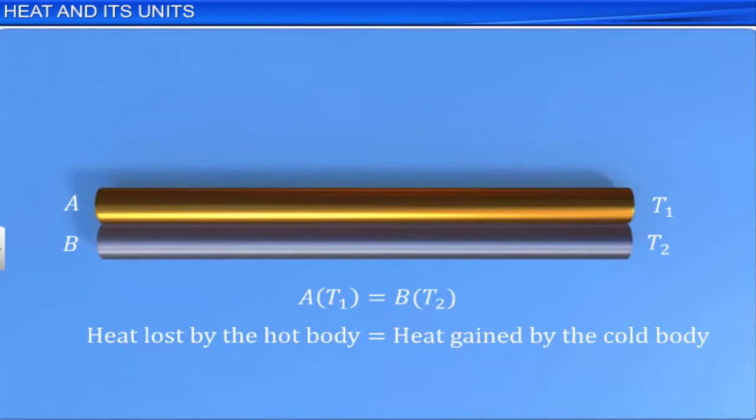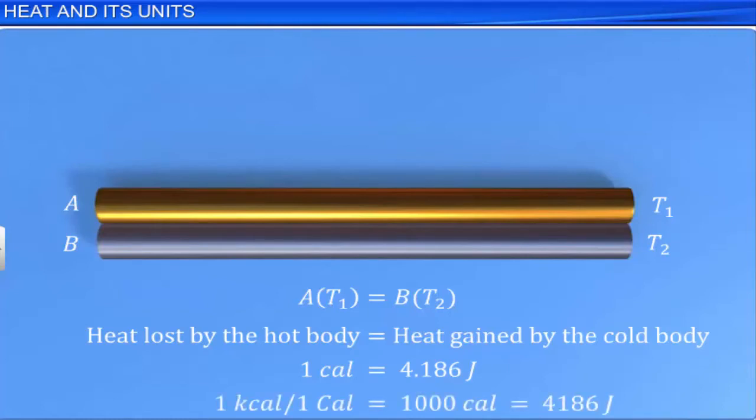1 kilocalorie is defined as the quantity of heat energy required to change the temperature of 1 kilogram of water by 1 degree Celsius. That is, from 14.5 degrees Celsius to 15.5 degrees Celsius. The different units of heat energy are related as 1 calorie is equal to 4.186 joule. 1 kilocalorie is equal to 1000 calorie, which is equal to 4186 joule.